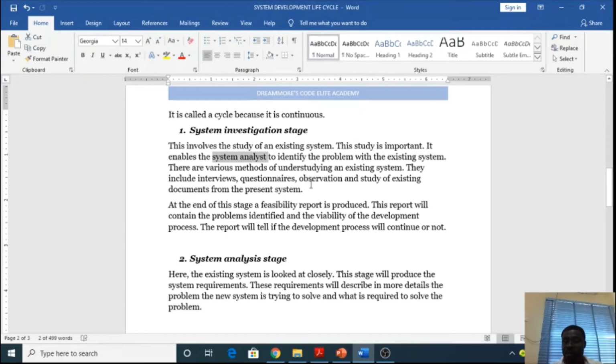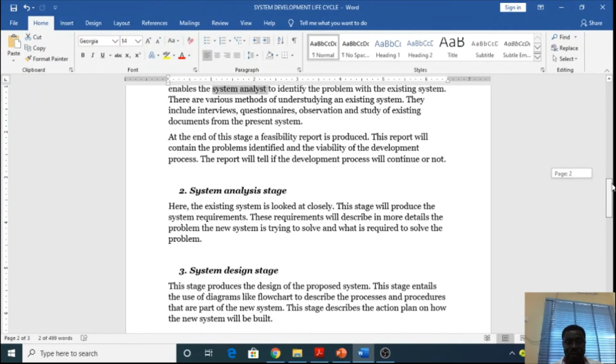There are various methods of understanding an existing system. You can use interviews, questionnaires, observation. Then you can decide to study existing documents, documents from the system already. That can give you a glance. You can easily know what is wrong with the system and what you can do to fix it.